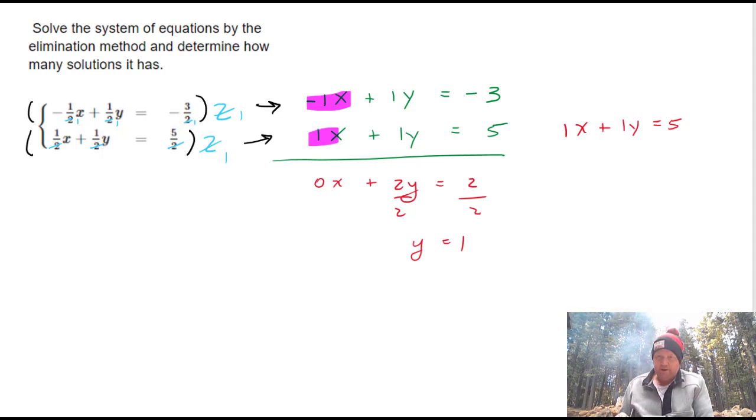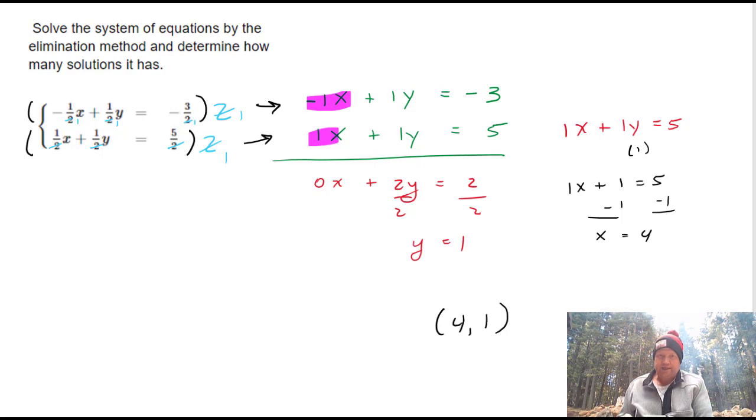But I'm going to put a 1 there in place of y. That's a 1, so that's going to be 1x plus 1 times 1 is 1 is 5. And when I take away a 1, I'm going to get x is 4. And there's my ordered pair, 4, 1. And that's it.